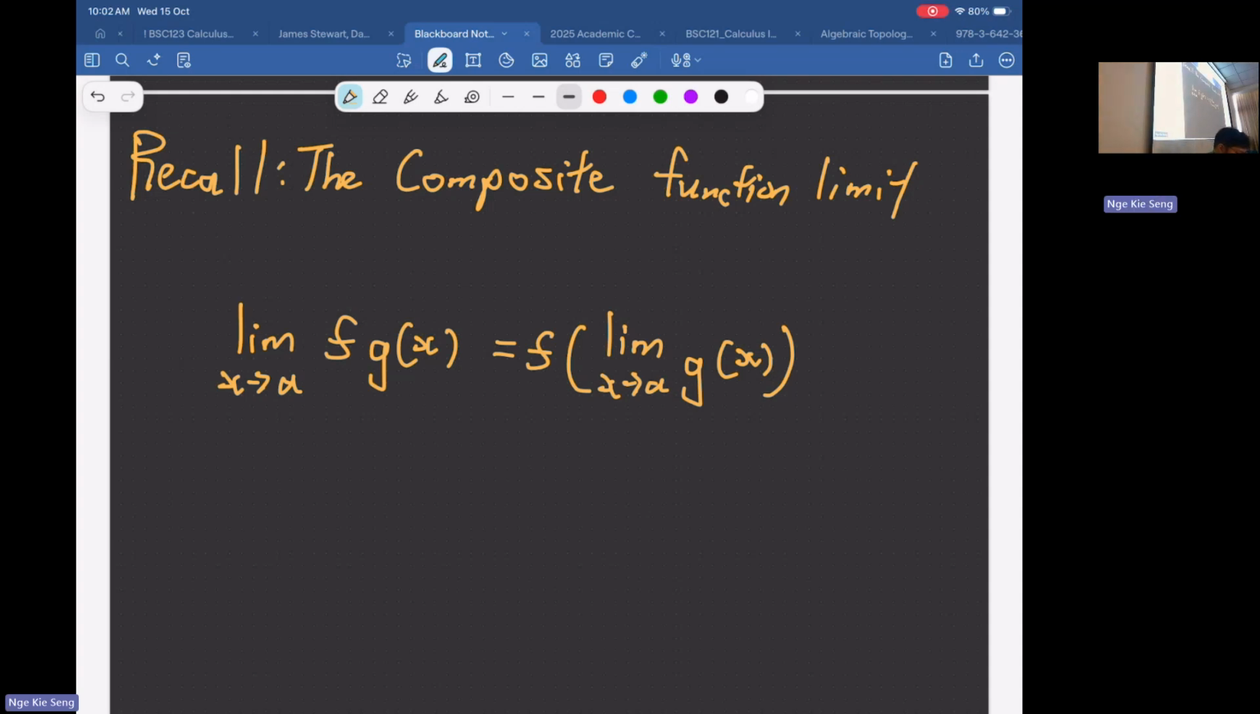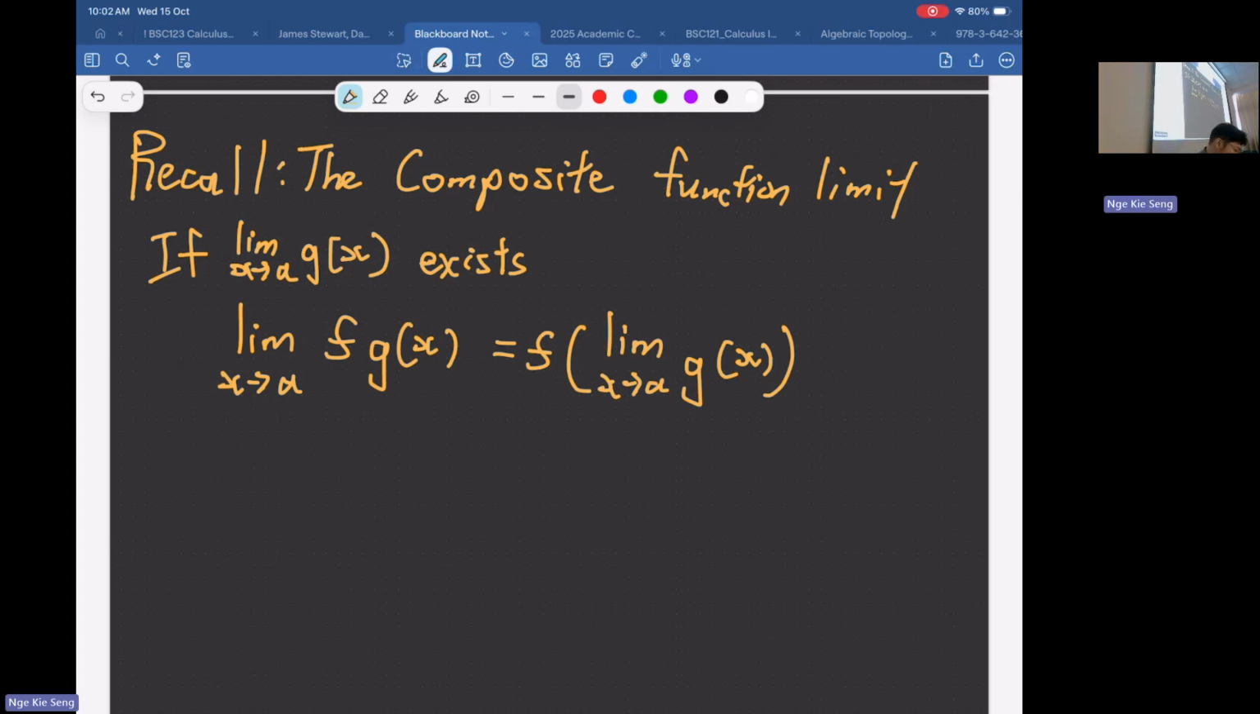What if the limit doesn't exist? Can you evaluate f at nothing? No, right? Okay, so first of all, this limit of g must exist first. Second of all, what if this limit lies outside the domain of f? Then f also cannot be evaluated, right?